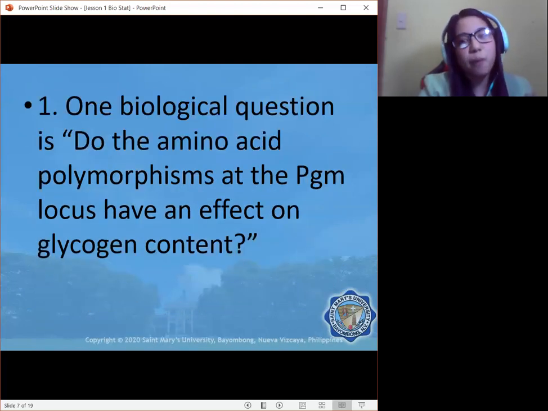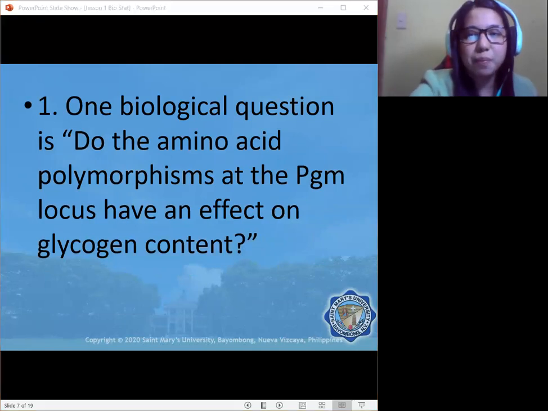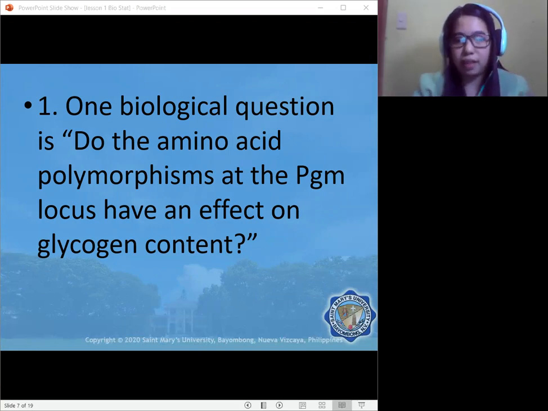For step 1, what is the biological question determined by the authors? One biological question is, do amino acid polymorphisms at the PGM locus have an effect on glycogen content? So that's for step 1.